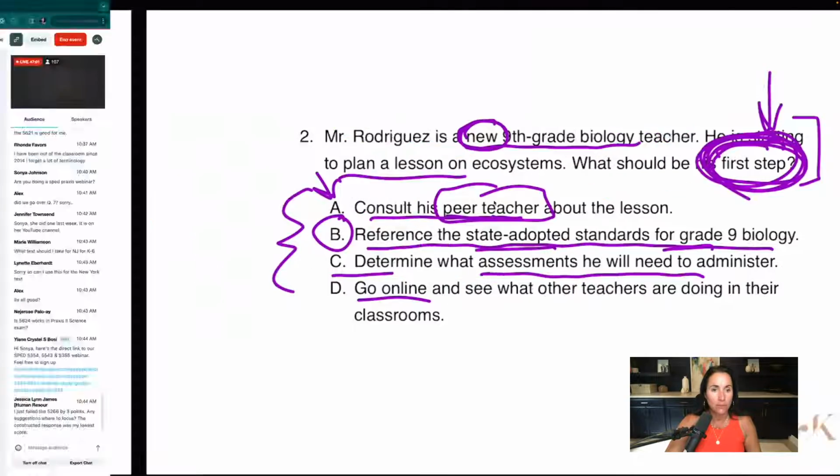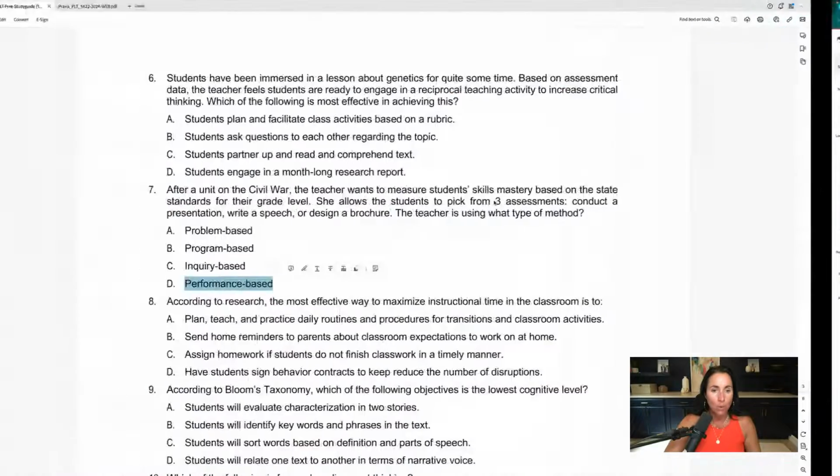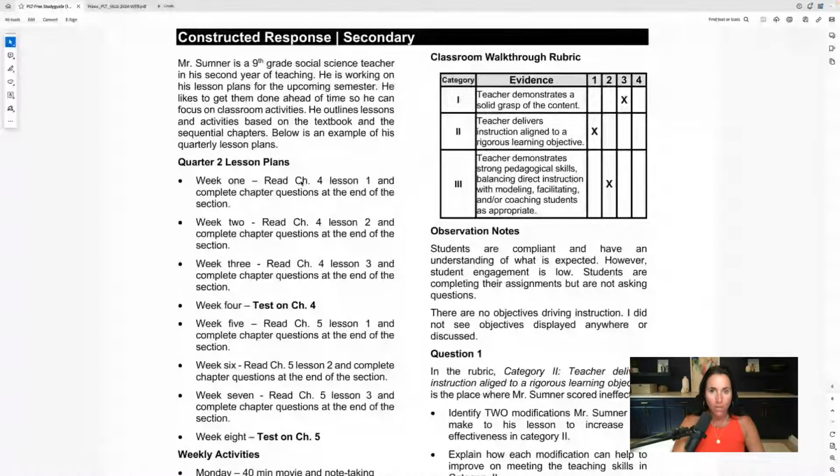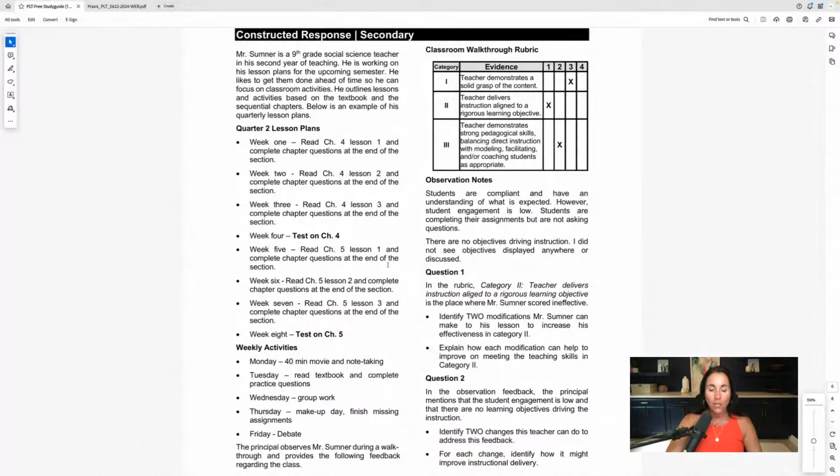Oh, you know what? Let's go here first. Let me read the question. We are going to do the second constructed response. Let me zoom out. So this one is all about high school. Okay. Now it doesn't matter which one you get. You could get an elementary, you can get a pre-K, you can get a middle, you can get a high school. It doesn't matter. What matters is how you approach it.